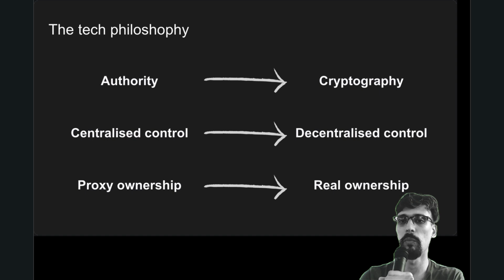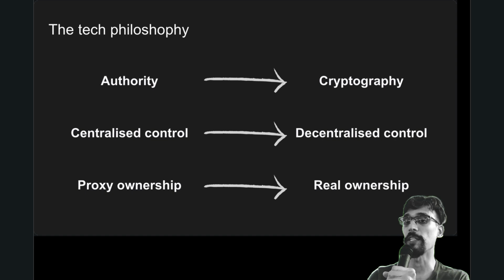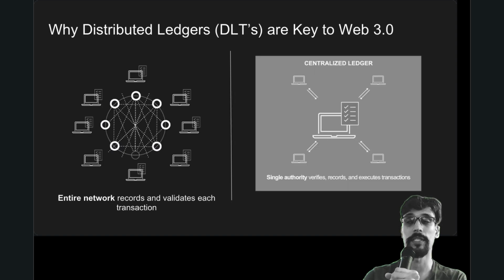However, for Web3 to work, as I've just described, the read, write, own paradigm, you need the technology to actually support it, right? And that underlying technology needs to do these things. So it needs to replace authority with cryptography, centralized control with decentralized control, and proxy ownership with real ownership. Those seem like really lofty goals, and it was actually quite a difficult riddle.